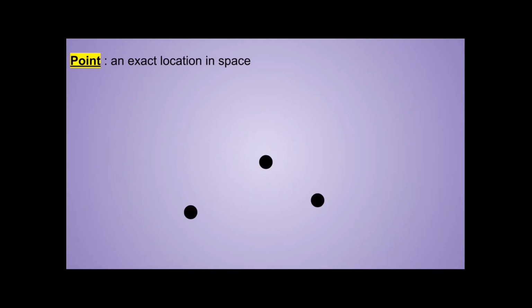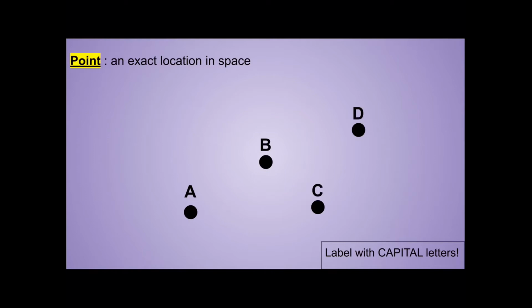Now if you have multiple points, you have to label them with a capital letter like capital A, B, C, D, and so on and so forth, so that if someone asks you about a point, you know which point they're talking about. This is going to be especially important later on.